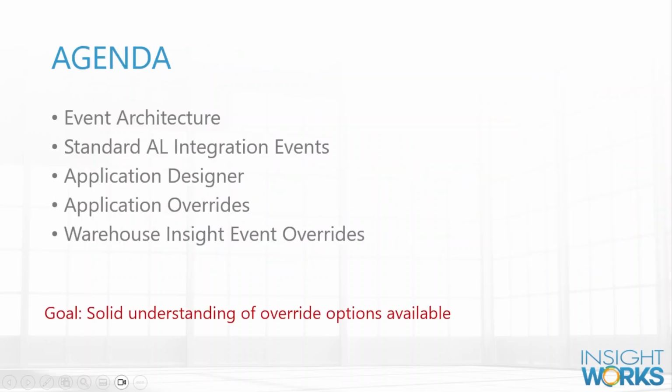Okay, so the agenda for today's session, we're just going to cover the event architecture, just get us a little high-level overview of what it is and what our options are. Then we're going to dig into some of them, and first one we're going to cover is standard AL integration events. After that, we're going to do a quick whirlwind tour of the application designer because you need a little bit of an understanding of how to use that in order to do the next part, which is the application overrides. After that, we're just going to look briefly at the Warehouse Insight event overrides.